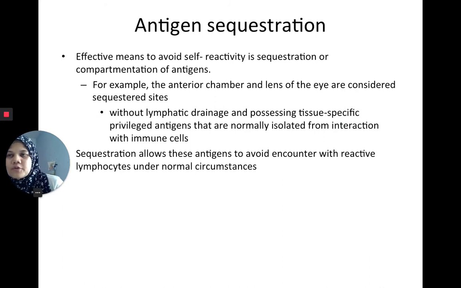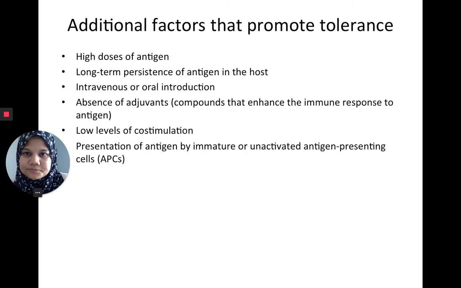Another way to avoid self-reactive responses is sequestration or compartmentation of antigens. For example, in the anterior chamber and the lens of the eye, your circulation will not actually access any antigens there. So it's a sequestered site. You can sequester a lot of antigens and isolate them from interacting with the immune cells. So it will allow those T cells that would have been self-reactive to survive in a state of ignorance. They just never encounter their self-antigens.